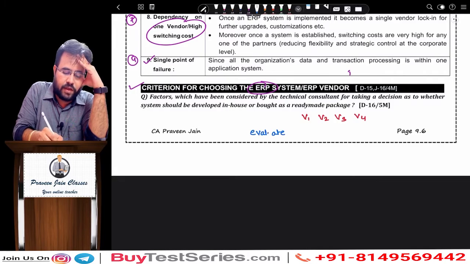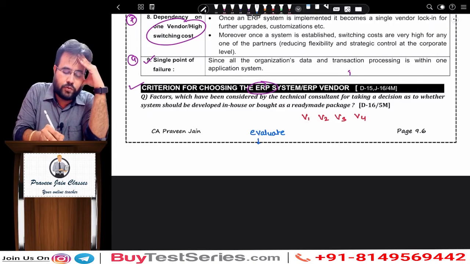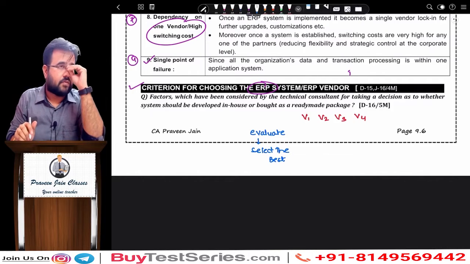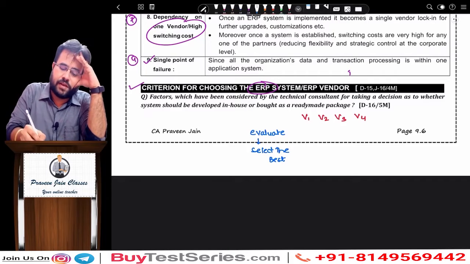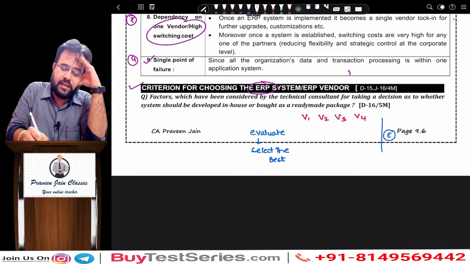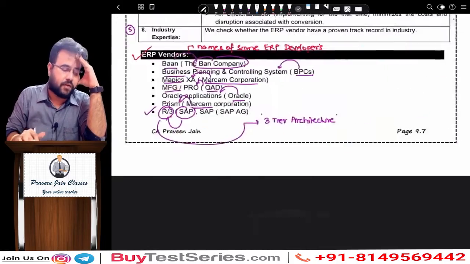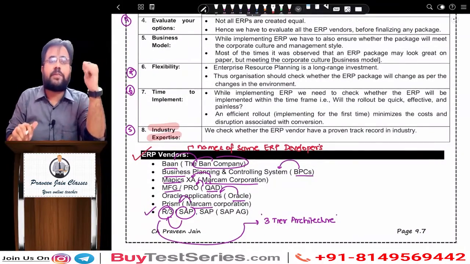You have to evaluate, you have to select the best vendor, sir. Now tell me, sir, what points you would like to see in an ERP vendor? Do you think you would like to see the expertise of an ERP vendor? He has been in the market for 6 years, 8 years, 15 years, 20 years. So maybe I would like to go for vendor number 1. So can I say, the first thing I have to check is industry expertise.